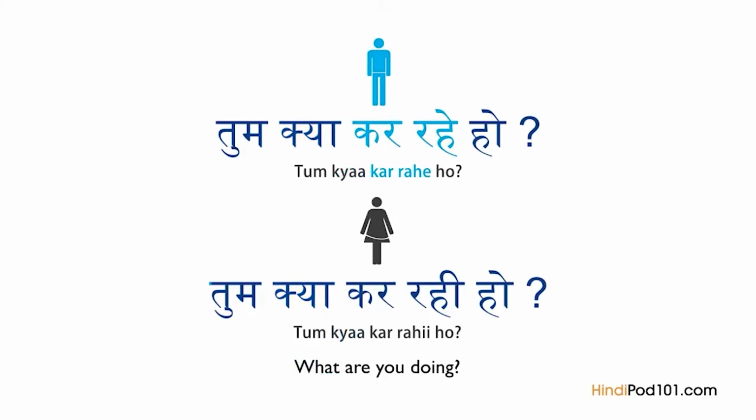Kar rahe is the present tense of do, which comes from the verb karna. Kar rahi would be its feminine form. Ho is the verb to be, which is used with tum. What are you doing? Tum kya kar rahe ho? Tum kya kar rahi ho?